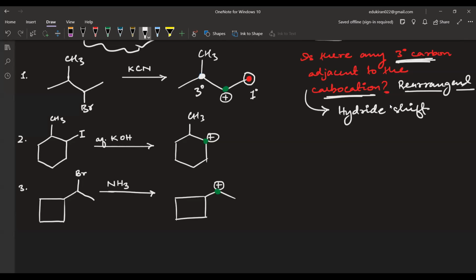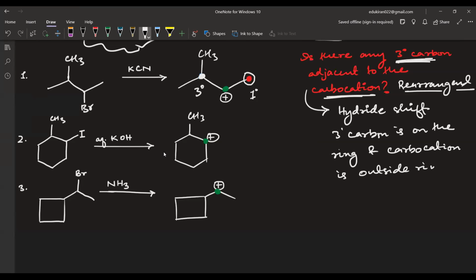If the 3 degree carbon is on the ring and the carbocation is outside the ring, then ring expansion will take place. Is that clear? Yes or no? Please write this point down. If there is 3 degree, then it will be hydride shift or ring expansion.